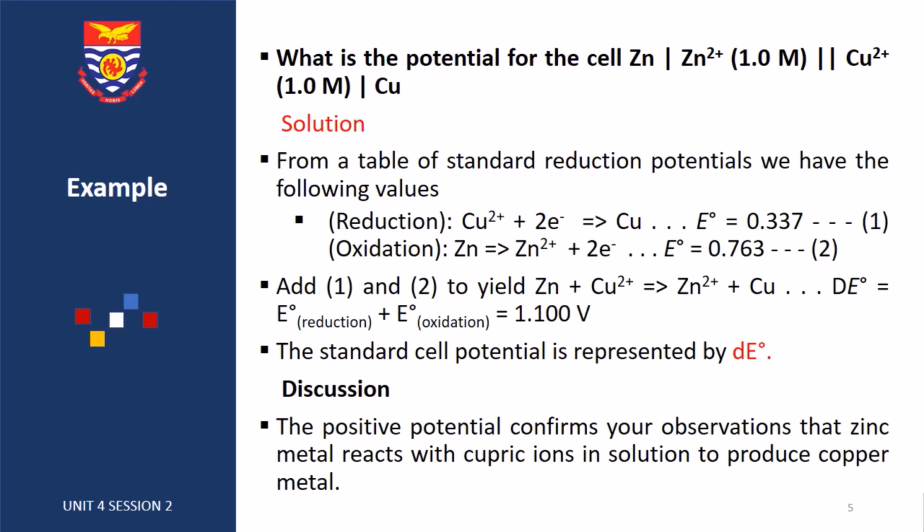The standard cell potential is represented as delta E, which we said earlier on. So if we are calculating for this, then the standard potential of this particular cell is equal to 1.100 V. We realize that the positive potential confirms your observation that zinc metal reacts with cupric ions in solution to produce copper metal. In other words, zinc can actually displace copper in the solution.